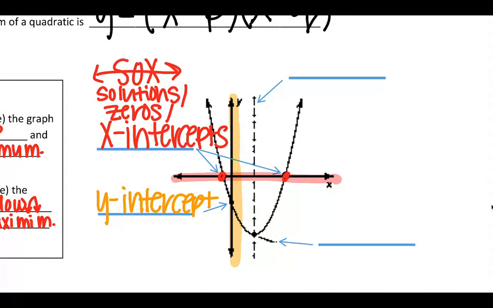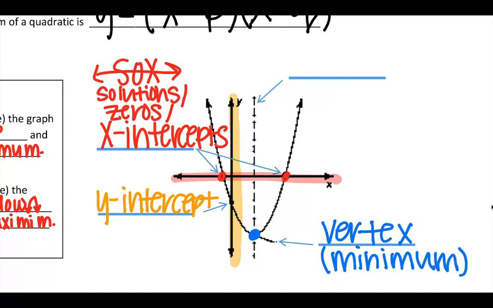Next, we have the vertex. So that's this little point right here. Again, it is opening upward. So this is going to be a vertex that is a minimum. It is the lowest point on our graph. Axis of symmetry is what cuts down the middle of the vertex, and it makes both sides of your parabola symmetrical. If I were to fold on that green line, the left side and the right side would meet up perfectly. Axis of symmetry.